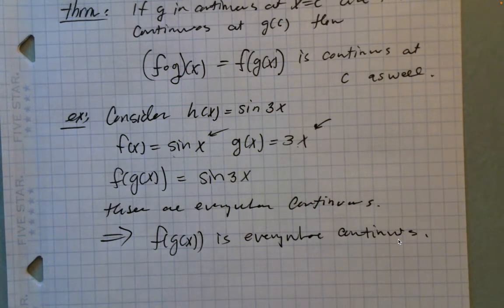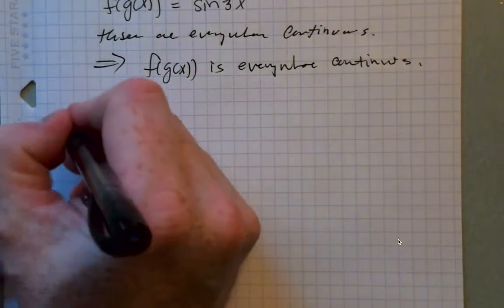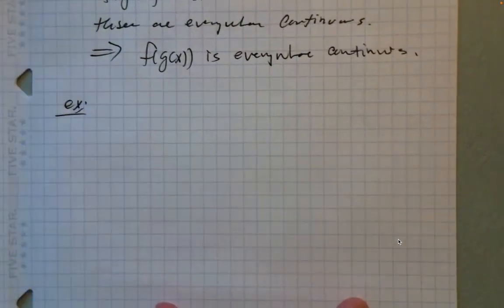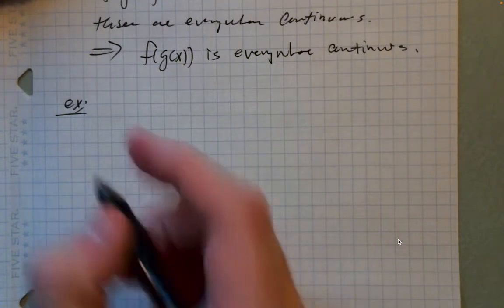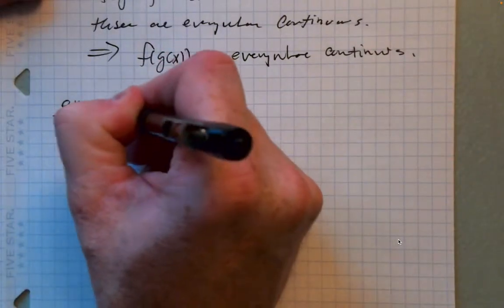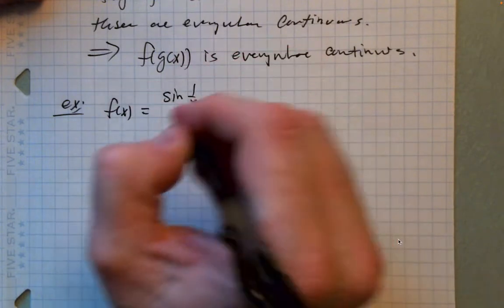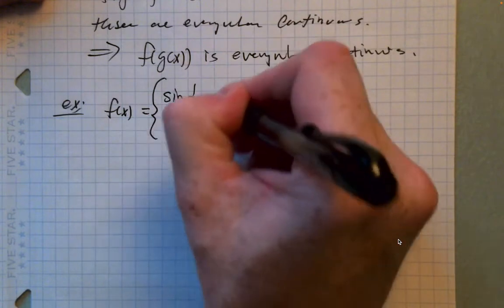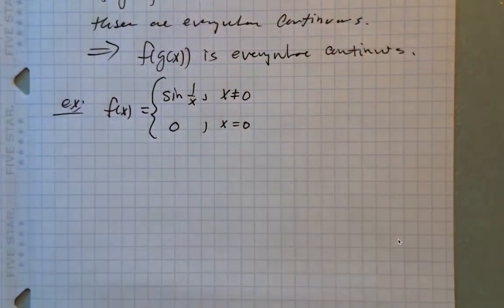Let's do this example. I like this one. This is a kind of a different sort of thing. So describe the intervals upon which f of x is continuous. So let's let f of x equal sine of 1 over x for x not equal to 0, or 0 where x is equal to 0. Okay, so we talked about this one previously.